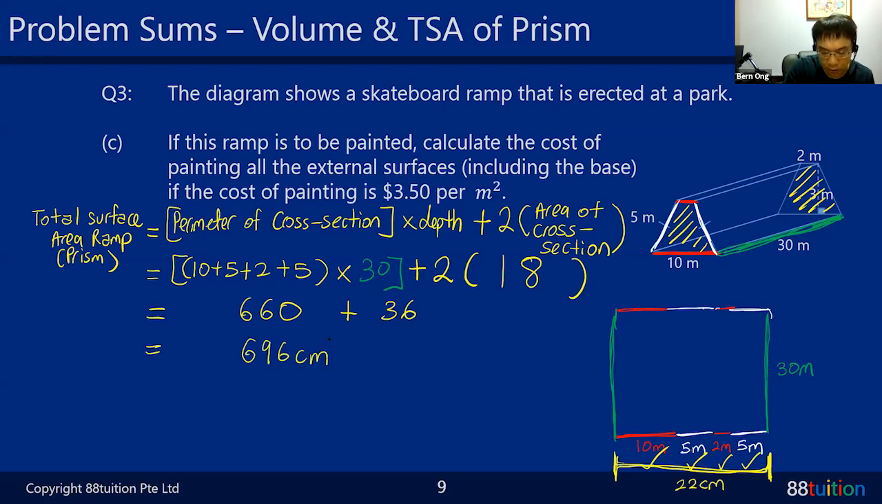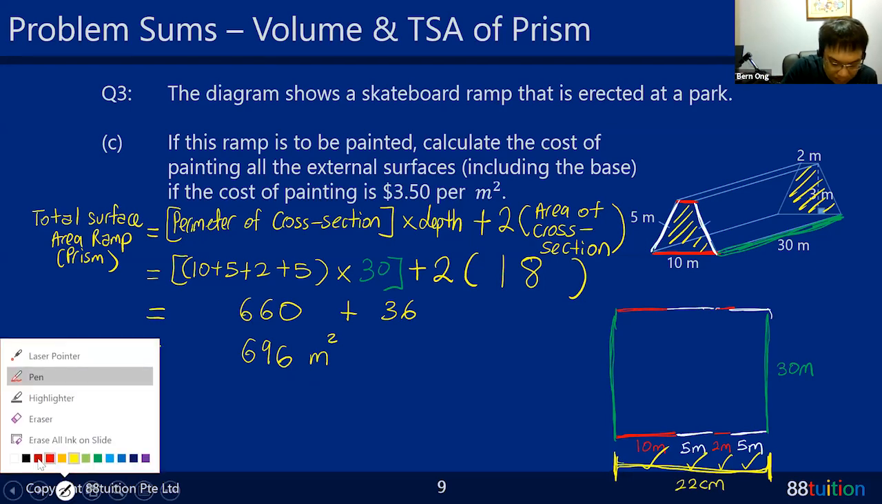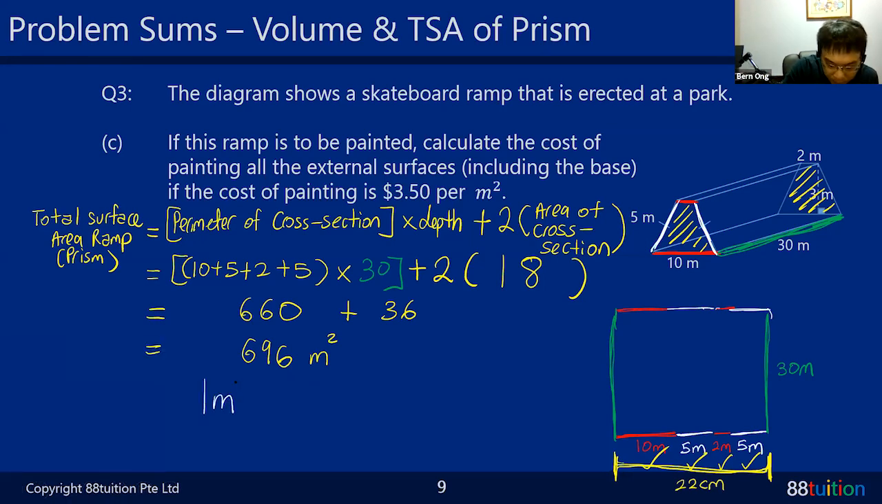Is it? Meter. 696 meter square. Is it the answer? Wait. The question is asking about painting. So, per meter square, what's the meaning of per meter square? It means 1 meter square is how much? It means that 1 meter square is $3.50.